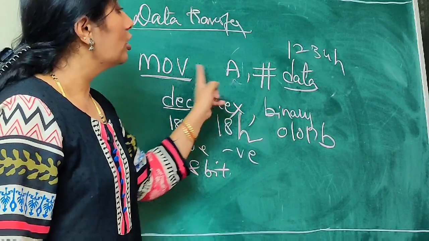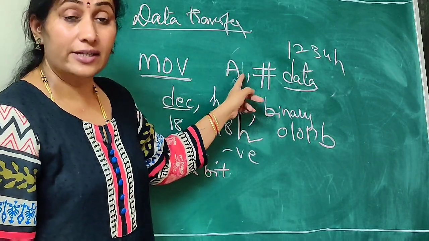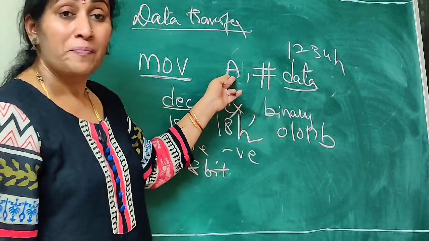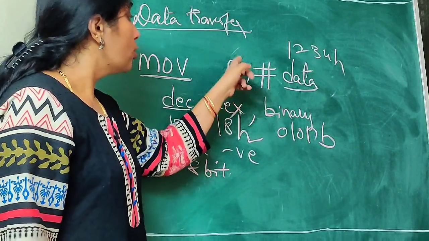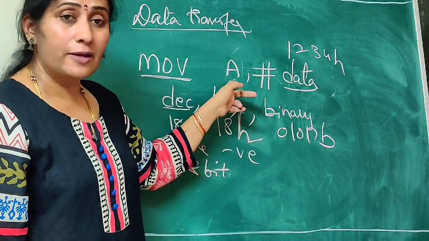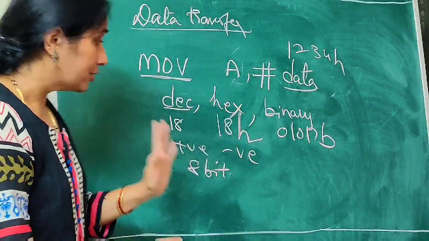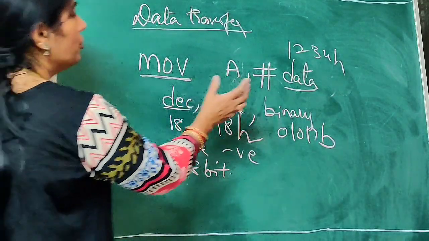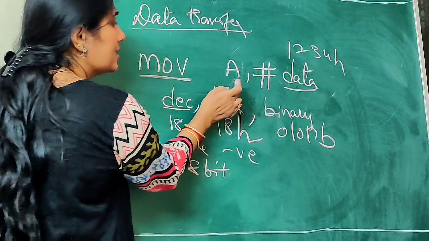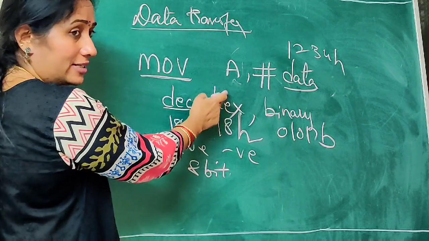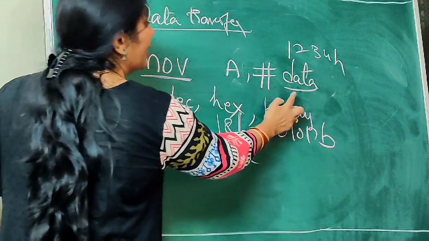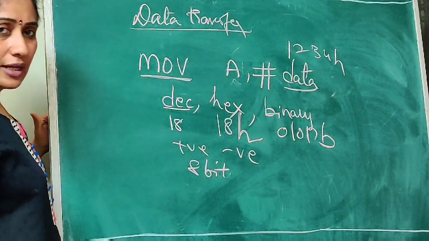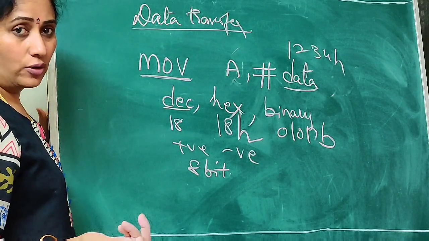So this is going to be the wrong instruction. It's going to be an illegal instruction because 16-bit data cannot be stored in the 8-bit register. For that reason, you have to take care that when the destination is an 8-bit register, the immediate data being written is going to be 8-bit only.